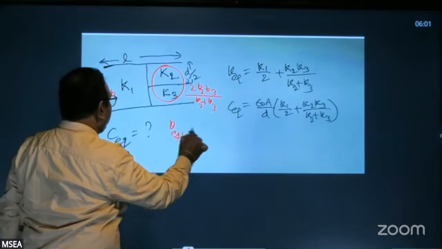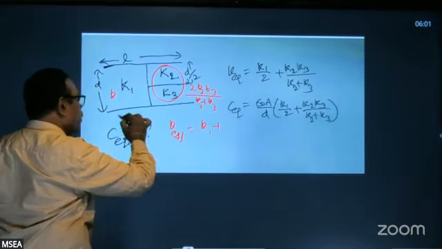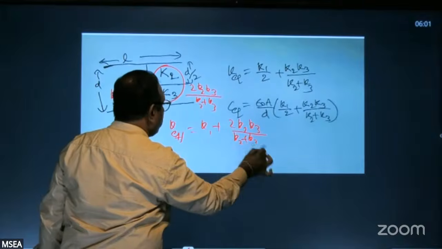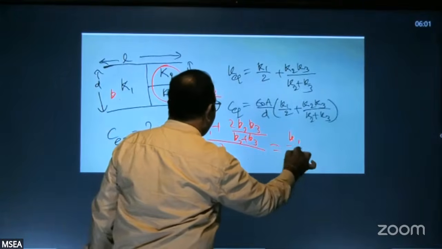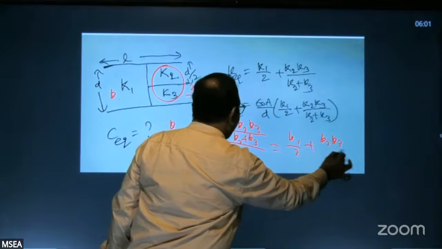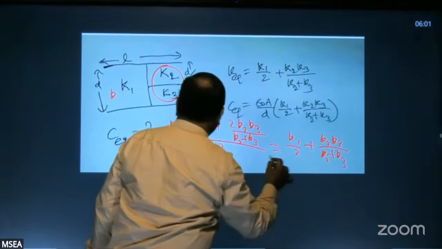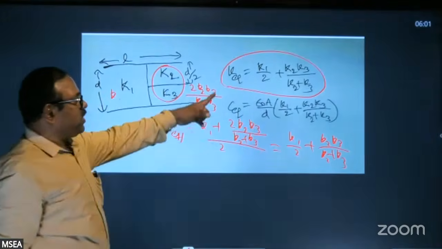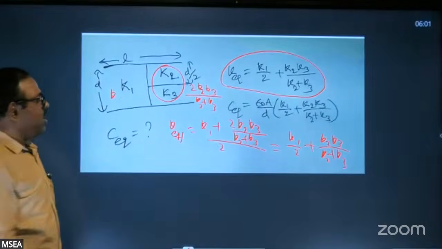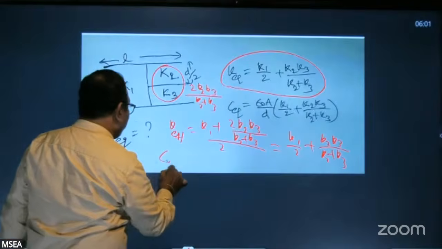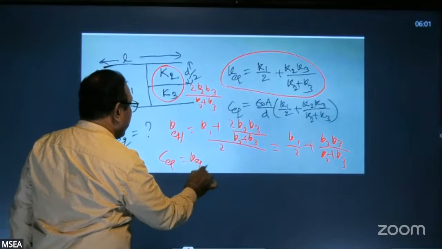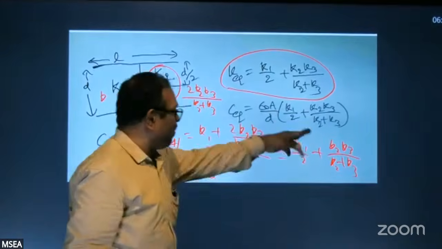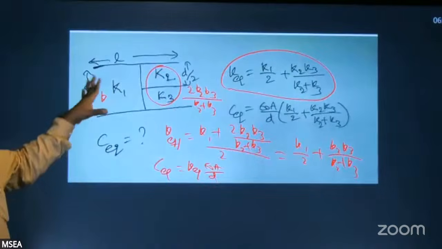Then K effective is equal to K1 plus K2 by 2, which is equal to 2 K2 K3 by K2 plus K3 by 2, which should be K1 by 2 plus K2 K3 by K2 plus K3. So K effective is K1 by 2 plus K2 K3 by K2 plus K3, and C equivalent is equal to K equivalent into epsilon naught A by D. That's all. So this is the way we can do the questions.